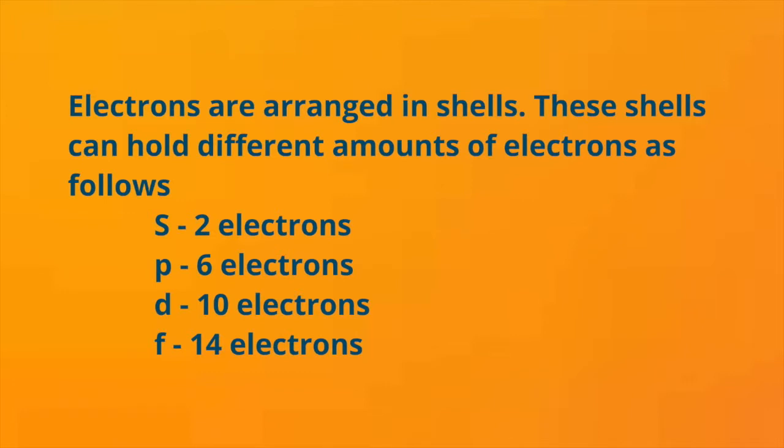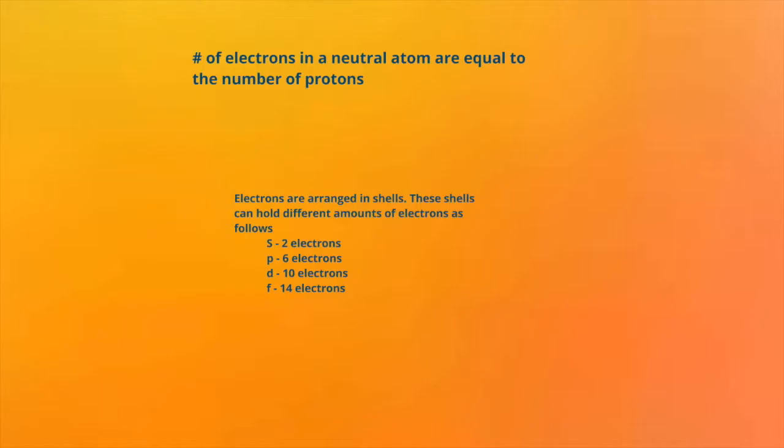Electrons are arranged in something called shells. These shells hold different amounts of electrons, and they do this as follows. An s orbital, or shell, has 2 electrons. A p can hold 6, d 10, and f 14.